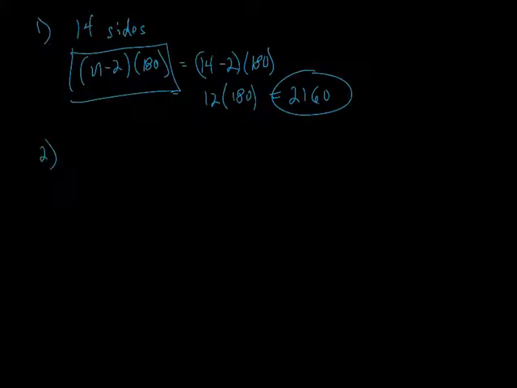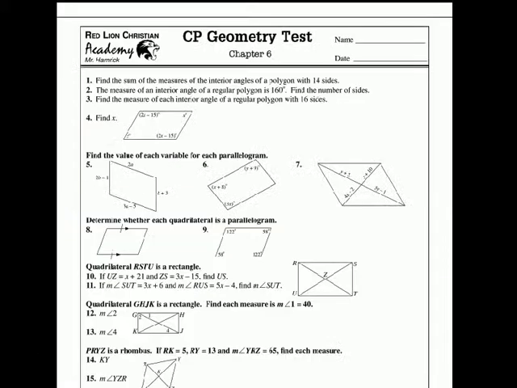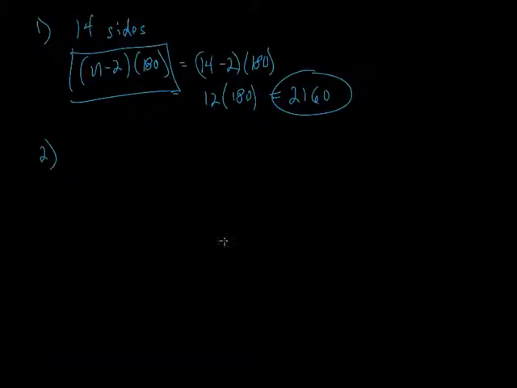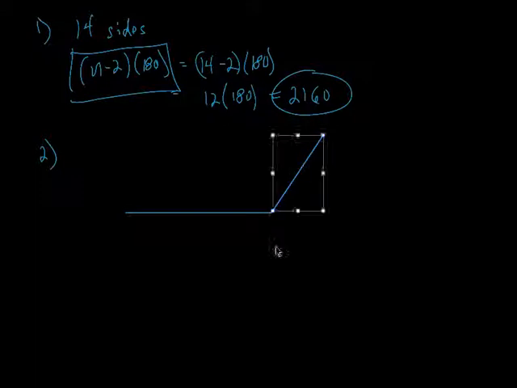Number 2. I'm going to have to keep going up and down, but that's okay. It says the measure of an interior angle of a regular polygon is 160 degrees. It says find how many sides you have. So this time they're telling you each interior angle is 160 degrees. How many sides do you have? Let's just draw a little picture just so you can kind of visualize what's going on. So it says each interior angle is 160 degrees.